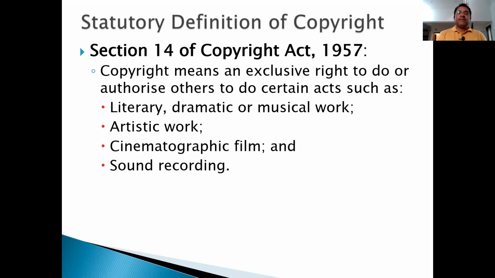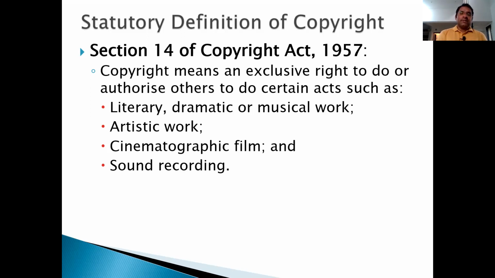Then comes cinematographic film. Now, all the rights in a particular film are vested in one person who is responsible for the creation of that particular movie. That person is called the producer. Sometimes the producer and director are the same. So whoever invests money in that particular film is the owner of the film.